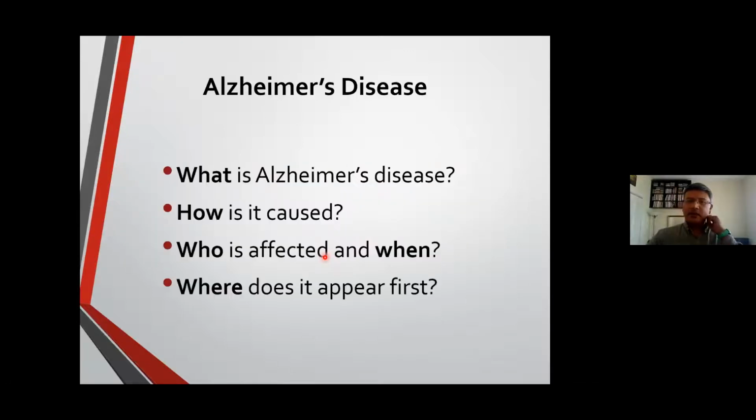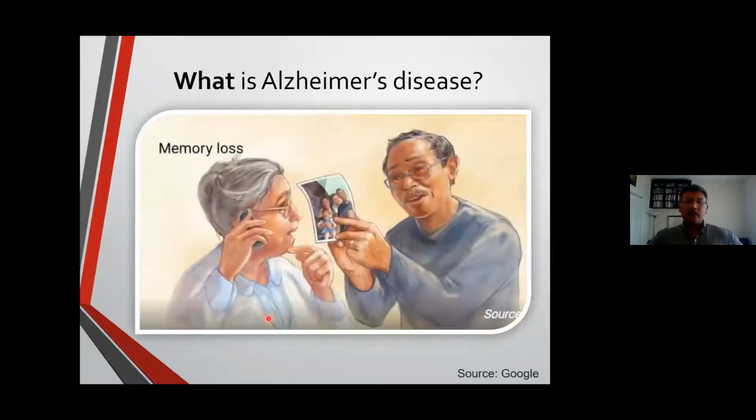So I will start here and I'll outline 4 main things on Alzheimer's disease. What is Alzheimer's disease? How is it caused? Whom does it affect, and when does it affect, and what region of the brain? I'm sure Ellie explained to you how the brain anatomy is, so you will get to that towards the end of this talk. So let me start with what Alzheimer's disease is.